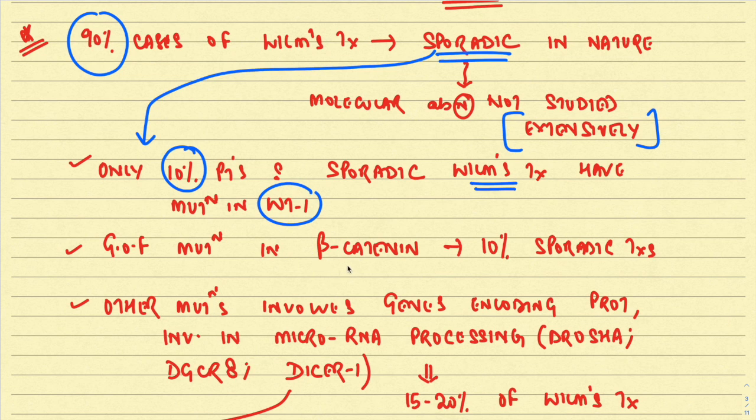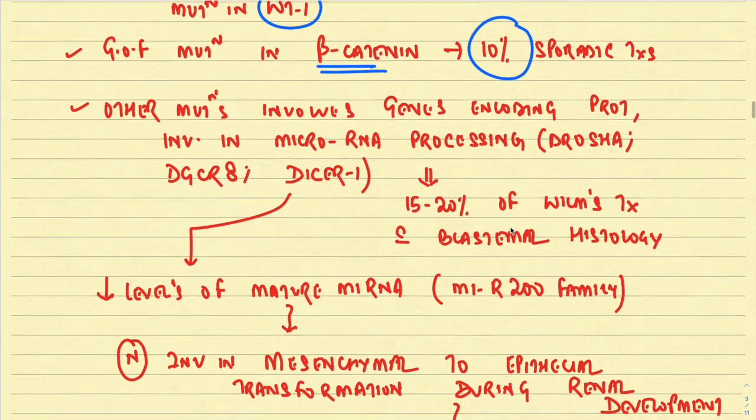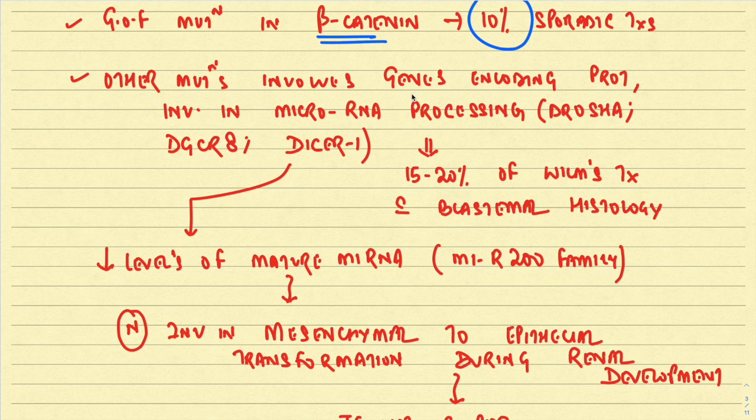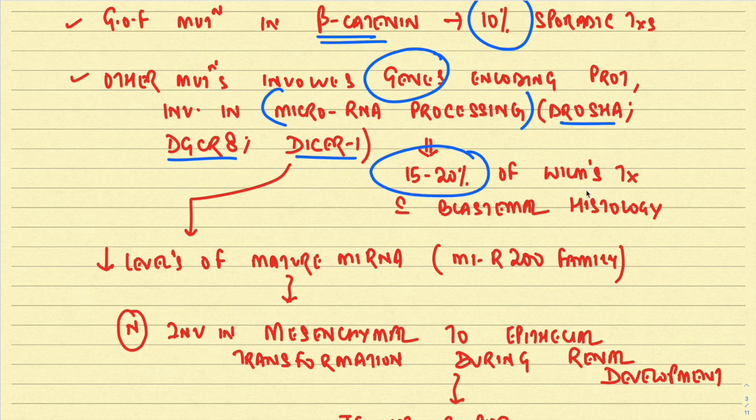For example, gain of function mutation in beta catenin is present in another 10% of sporadic tumors. Other mutations involved in the causation of sporadic Wilms tumor involve genes encoding proteins involved in microRNA processing, like the DROSHA gene, DGCR8 gene, or DICER1 gene. Approximately 15 to 20% of sporadic Wilms tumors have involvement of these genes, and these have what is called a blastemal histology. What is blastemal histology? It will become clearer further on in this video.